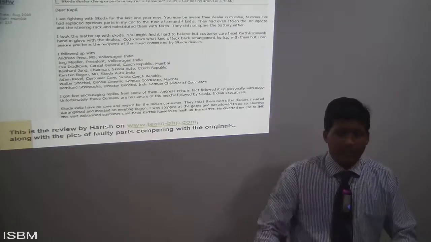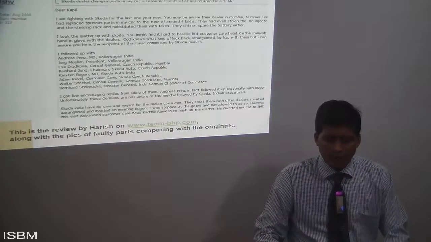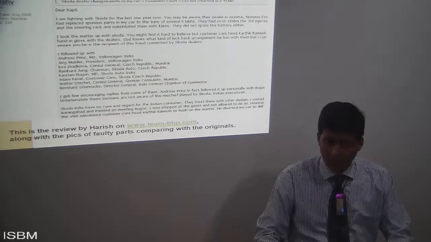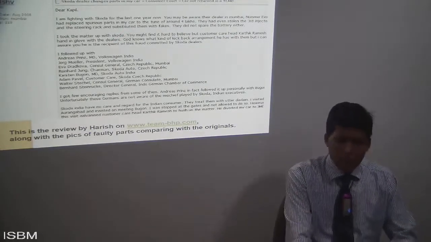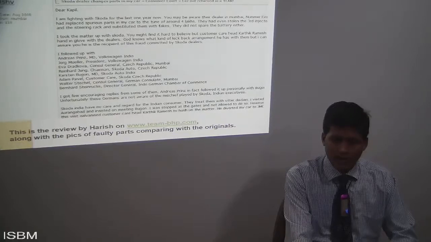Here is the gist of what Mr. Harish has written. The review by Harish, along with the fix of faulty parts that I'm fighting for my Skoda for the last 1 year now. You may be aware the dealer in Mumbai, named Ames, has replaced parts in my car to the tune of around 4 lakhs.